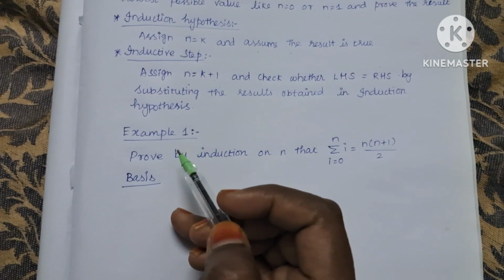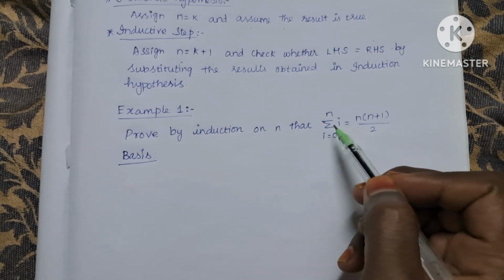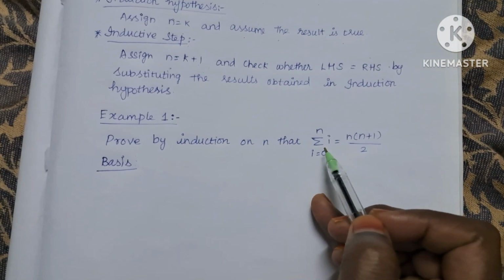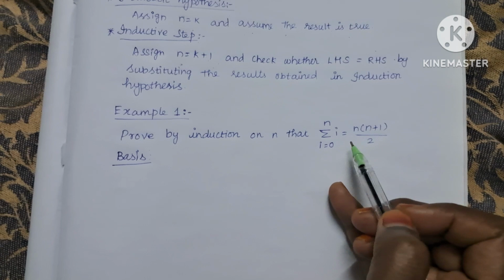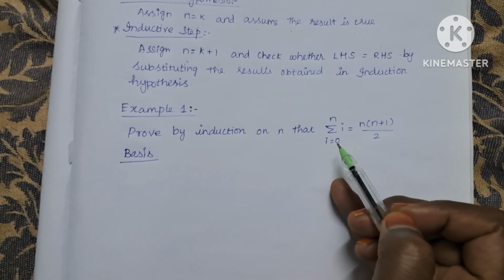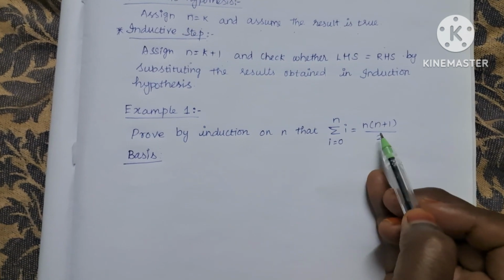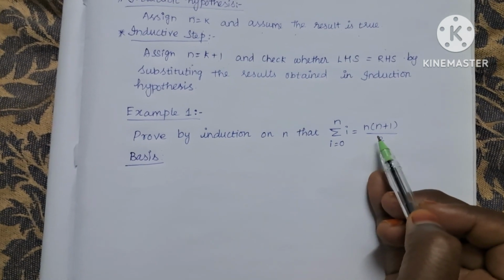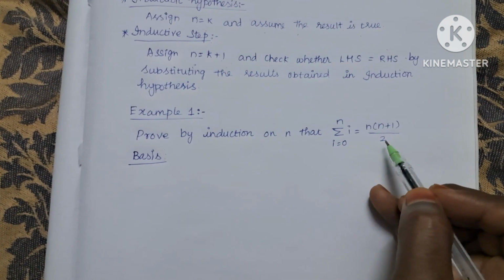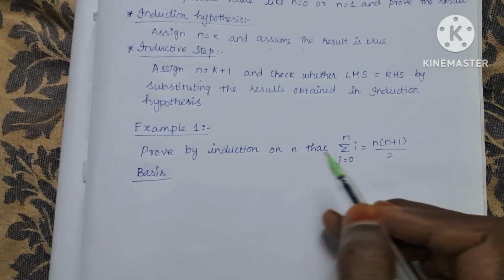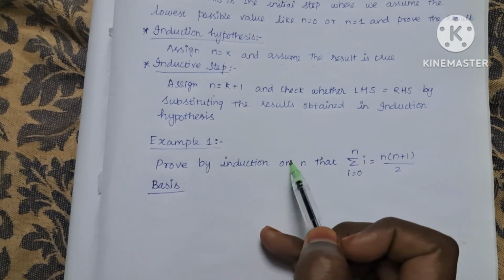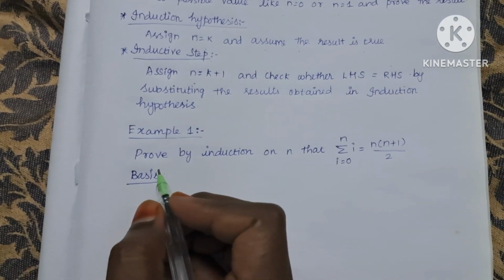Let's substitute these values here. In the given question, we need to prove that the summation of i equals n into n plus 1 by 2, right? Here the lowest value given is 0, but we cannot use this value. If you use it, then we directly obtain 0 on both sides, right? So instead of that, we go with i equal to 1. So the lowest possible value for this equation is i equal to 1.